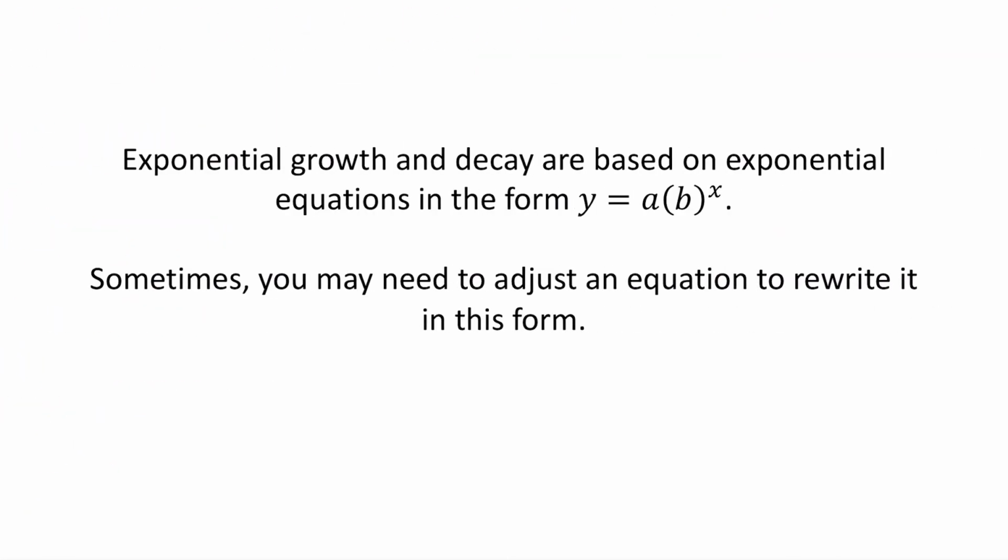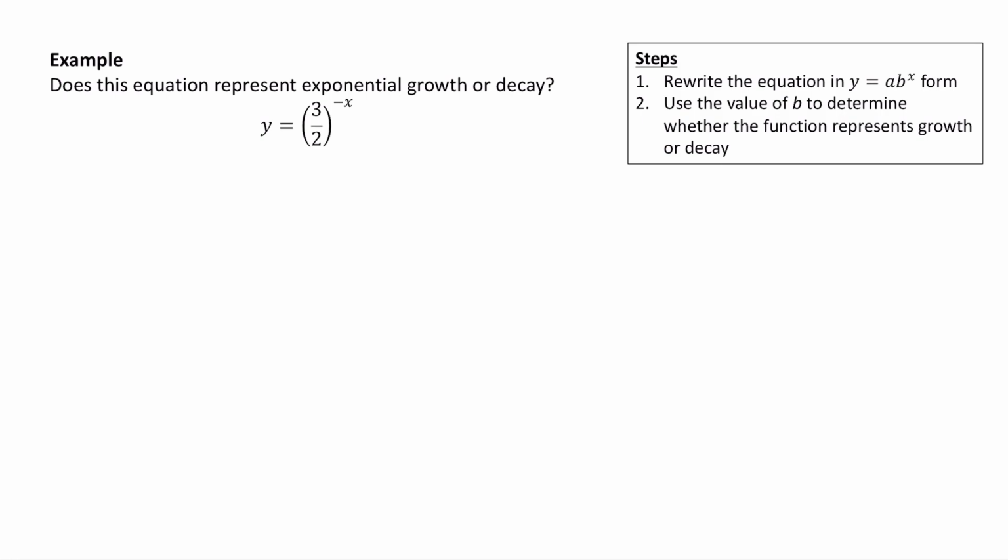So exponential growth and decay are based on exponential equations in the form y equals a times b to the x. So sometimes you have to adjust an equation to rewrite it in this form. Because notice in exponential equation form, we have that x by itself as the exponent. Okay, so we don't want to have anything else with that exponent. So let's think about this equation and think about whether it represents exponential growth or decay.